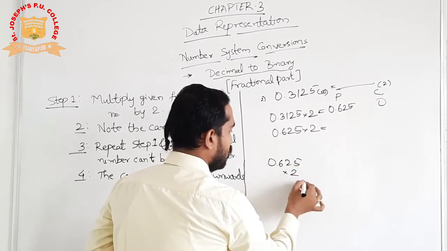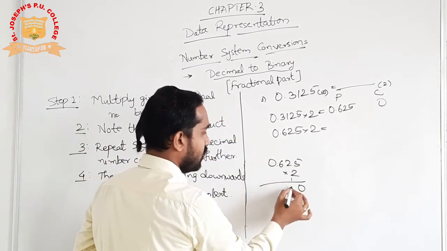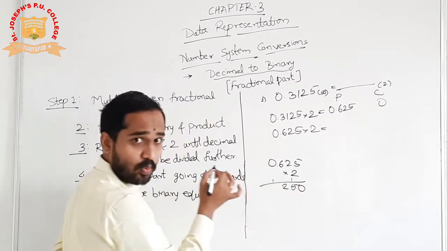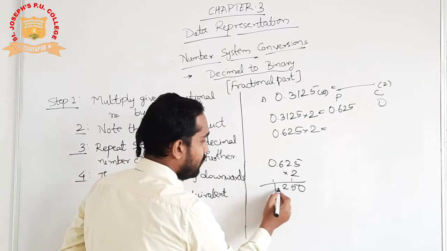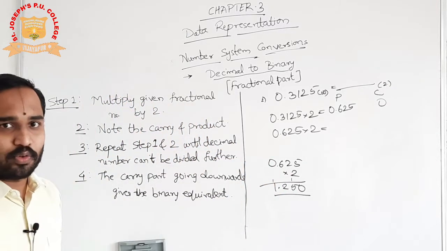0.625 into 2. Please do it. 2 5s are 10, 2 2s are 4, 5, 2 6s are 12. So 1 is the carry. So 1.25 I got. Correct? 1.25 I got.